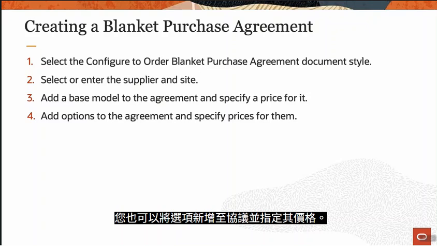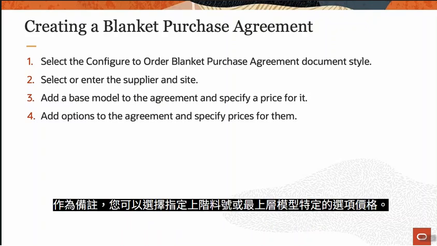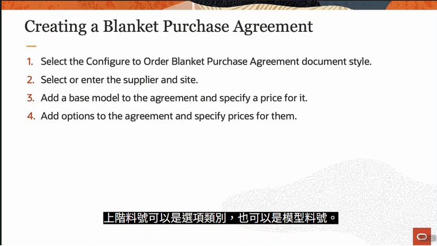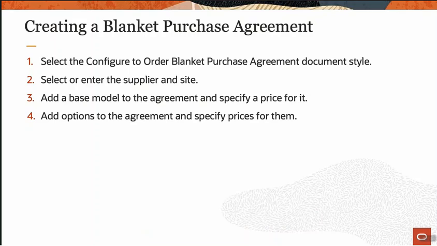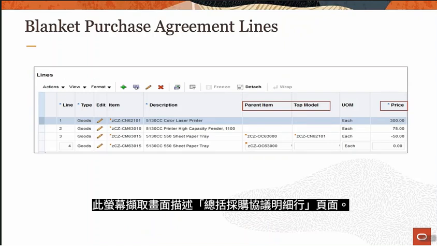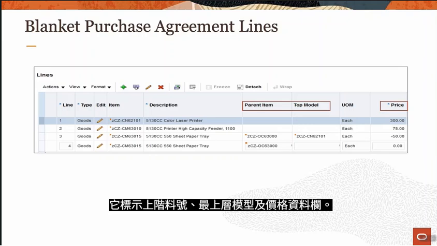As a note, optionally, you can specify option prices that are specific to a parent item or a top model. The parent item could be either an option class or it could be a model item. The top model does need to be a model item, however. This screenshot depicts the blanket purchase agreement lines page. It highlights the parent item, top model, and price columns.